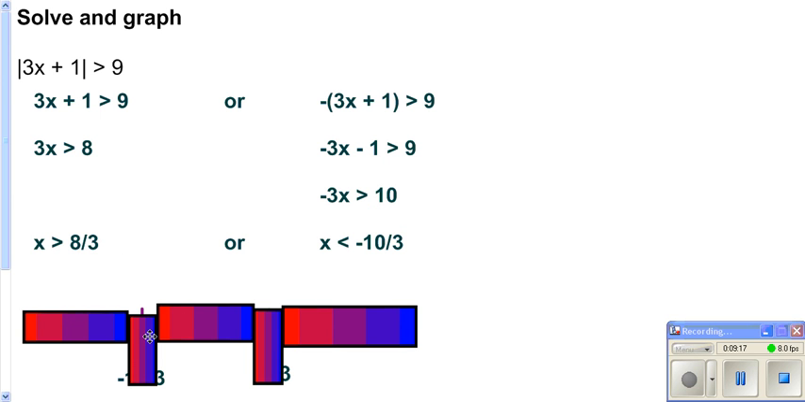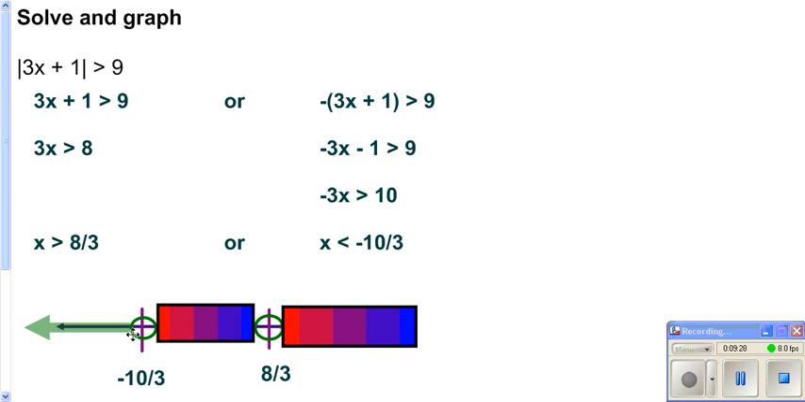So you're going to have your two numbers on your number line. And in this case, they're both open because there's no equal to. You want to shade to the left of the -10/3 because it's less than. Shade to the right of your 8/3 because it's a greater than. And there's no shading in between.